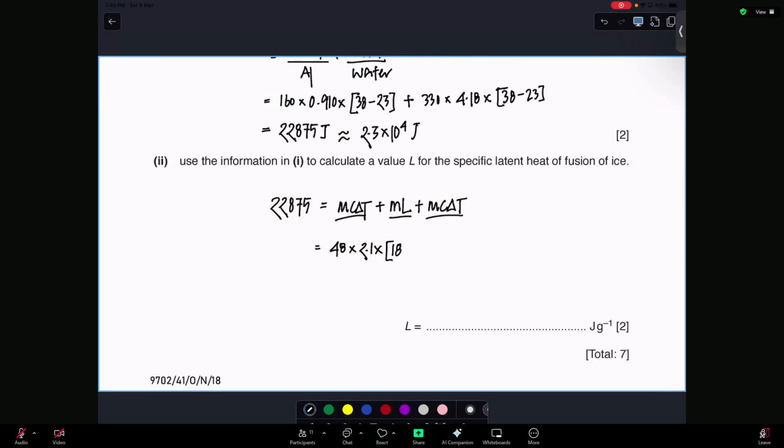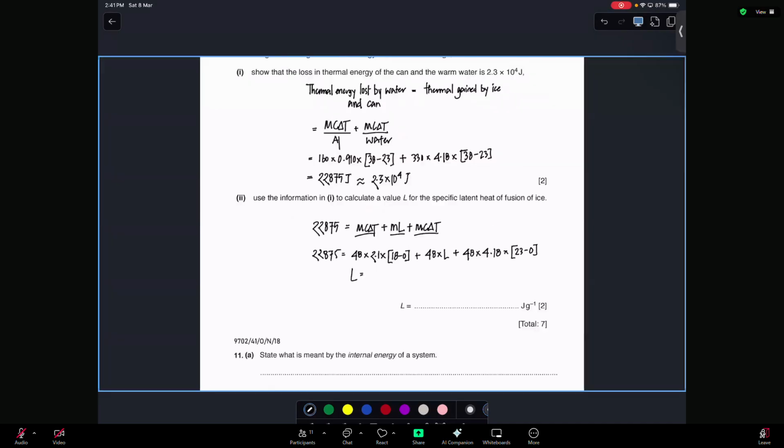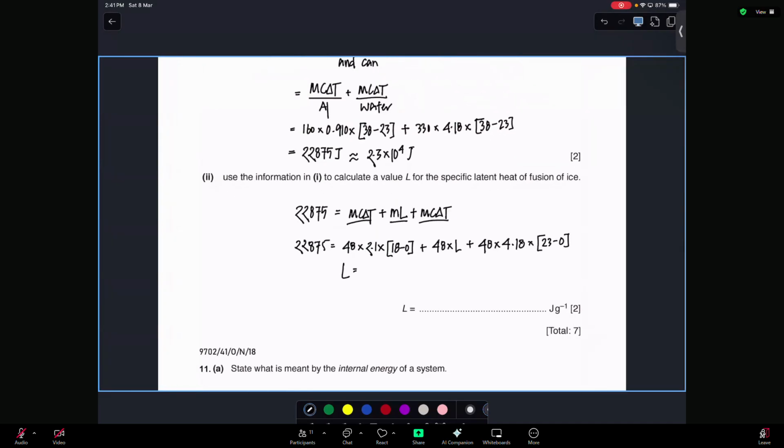18. 18 minus 0 plus m হচ্ছে again 48 into L plus 48 into 4.18 into কত হবে এটা? 23 minus 0. So this is 22875. So এখান থেকে L যেটা আসে should be the answer. 350.